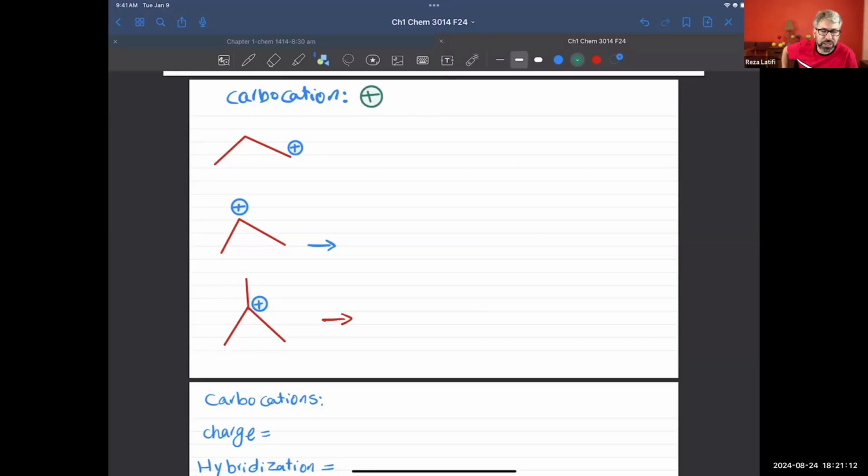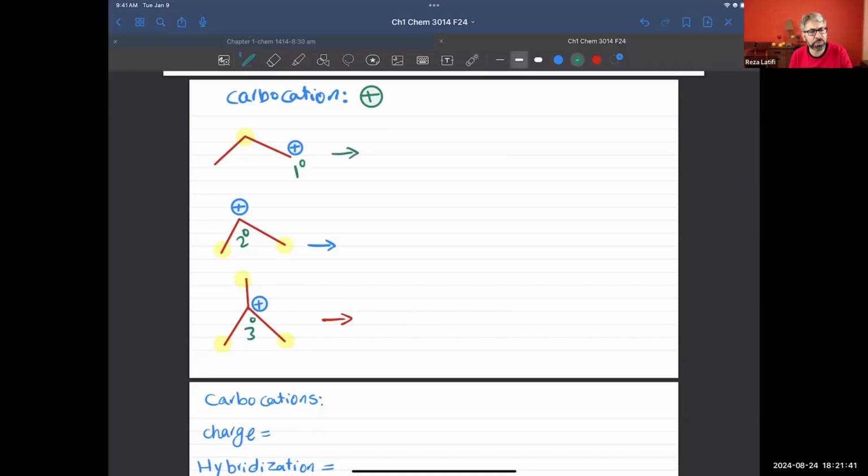Okay, and now what do I have here? I have a carbon that is attached to only one more carbon. If your carbon, the one with a positive charge, is attached to only one neighbor carbon, we call it primary. If it's attached to two of them, we call it secondary. And if it's attached to three carbons, then we call it tertiary. Tertiary carbocation.